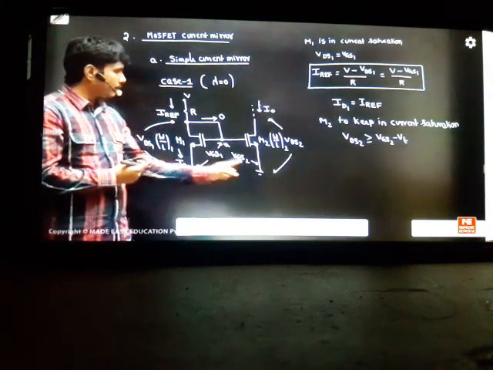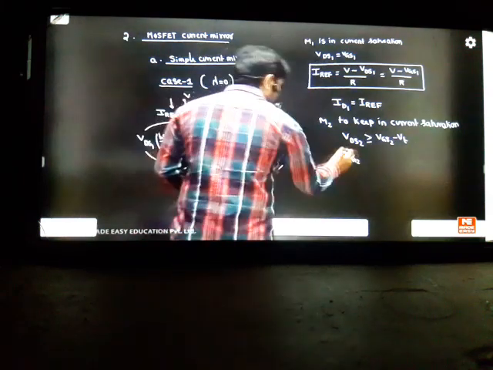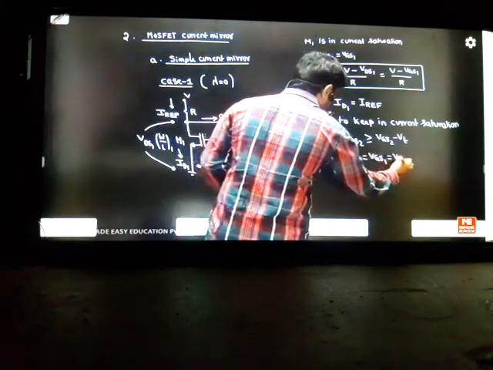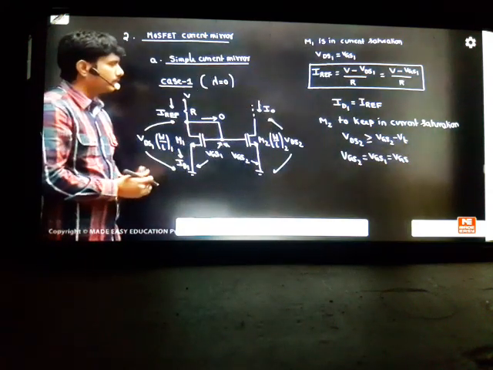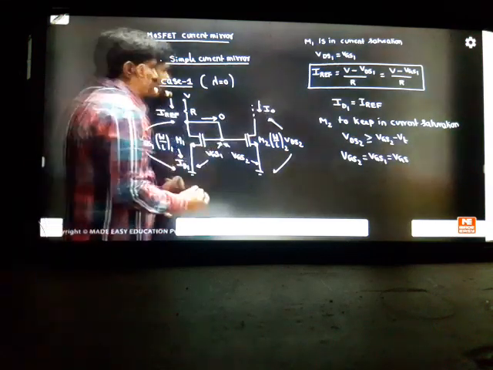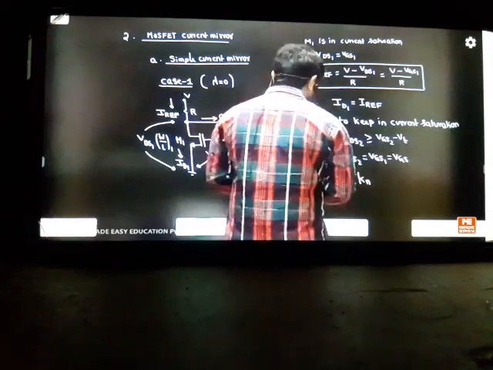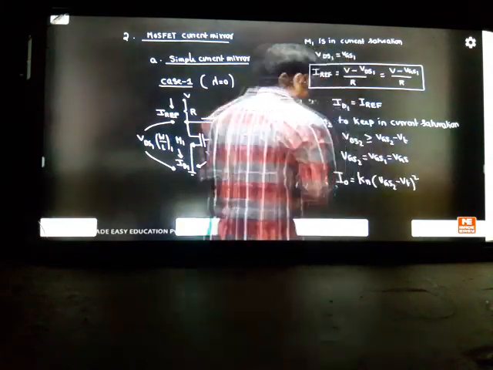Now the point is, these two voltages are in parallel. That's why we can write a condition here: VGS2 and VGS1 are equal to VGS, as both are in parallel, so the same voltage will be there. So can I have the current now? If I want to find out the current equation, if it is in current saturation, your I0 can be written as Kn into VGS2 minus VT whole square. You can write like this.